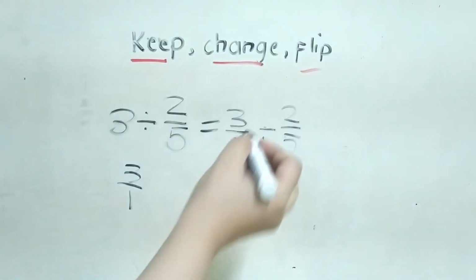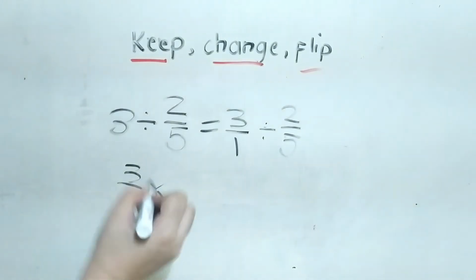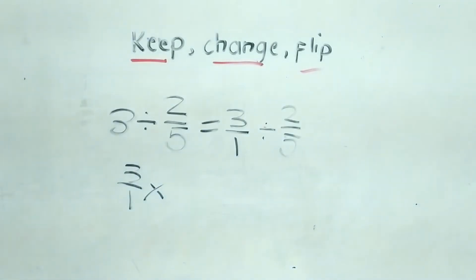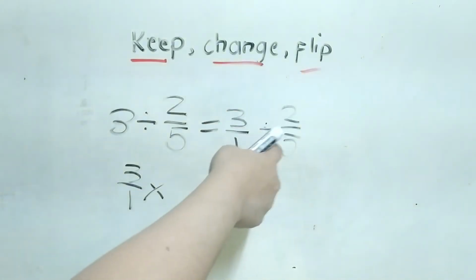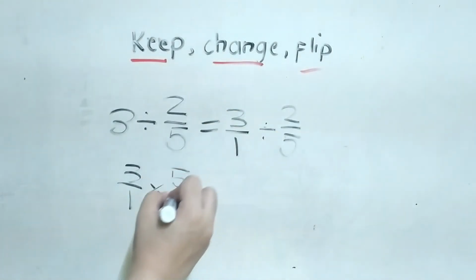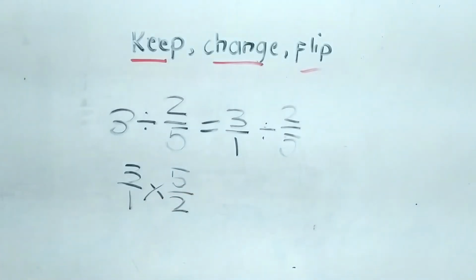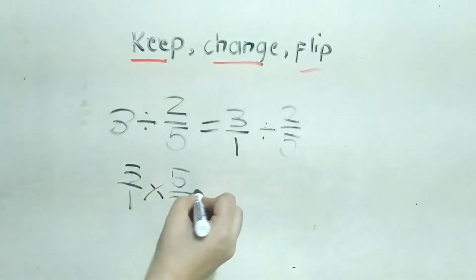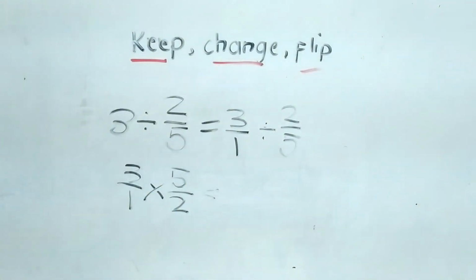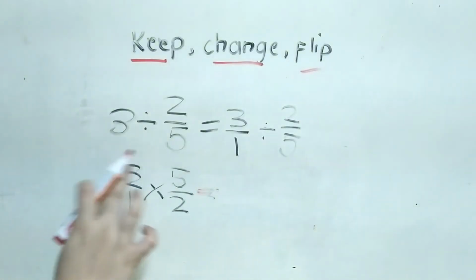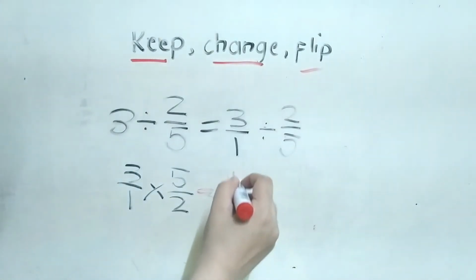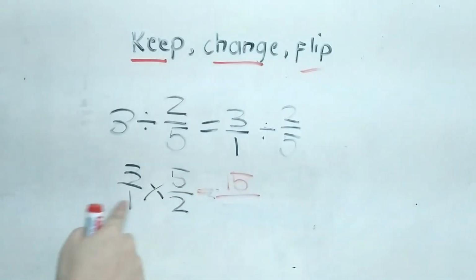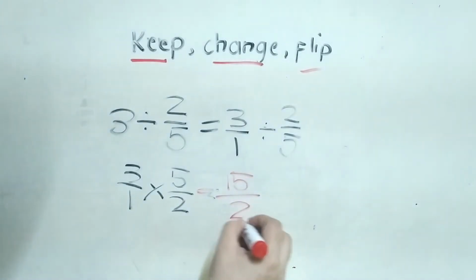Change. I-change natin ang division to multiplication. And then, flip. Flip natin ang 2/5, which is 5/2. Now, mas madali na natin silang i-multiply. So, since mababa ulit ang ating number, hindi natin gagamitin ang canceling out. So, 3 times 5 is 15. And then, 1 times 2 is 2.